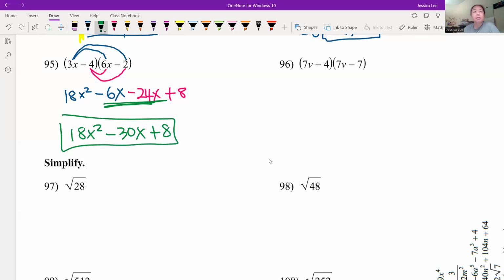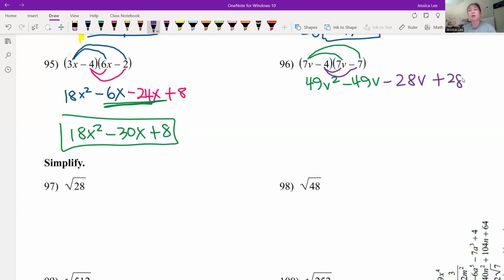Okay. The reason why I don't introduce you like this first is because a lot of people just forget the middle parts and they just do the ends. That's all. I don't know why, but people forget it. So again, it's just distribution. We're going to take 7v times 7v. So that's going to be 49v squared. 7v times minus 7 is going to be minus 49v. And we have negative 4 times 7v is going to be minus 28v. Negative 4 times negative 7 is going to be plus 28.